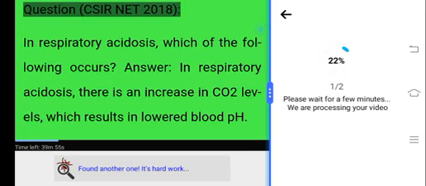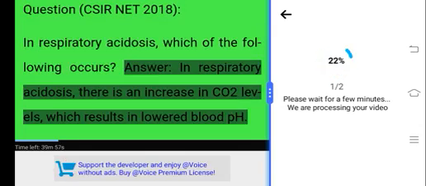Question. CSIR NET 2018. In respiratory acidosis, which of the following occurs? Answer. In respiratory acidosis, there is an increase in CO2 levels, which results in lowered blood pH.